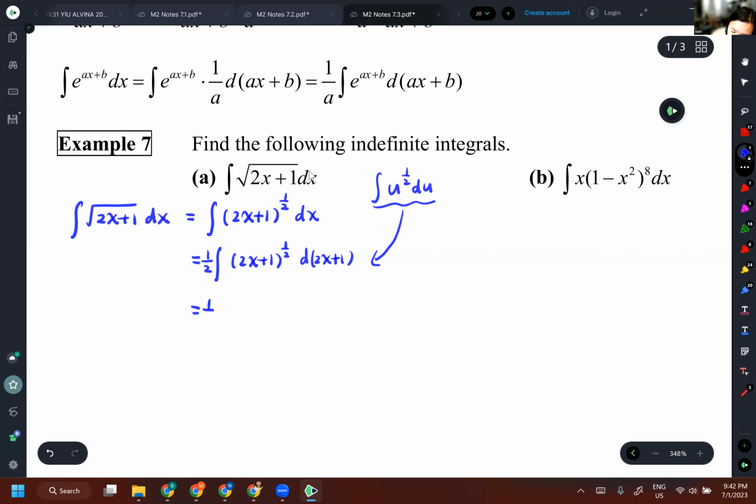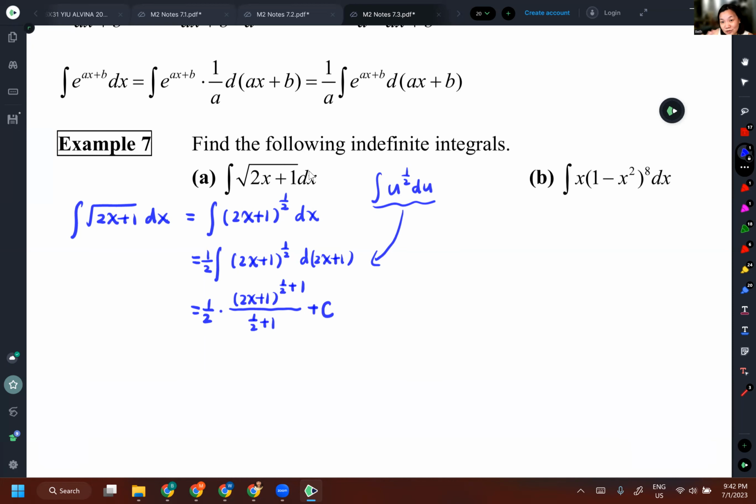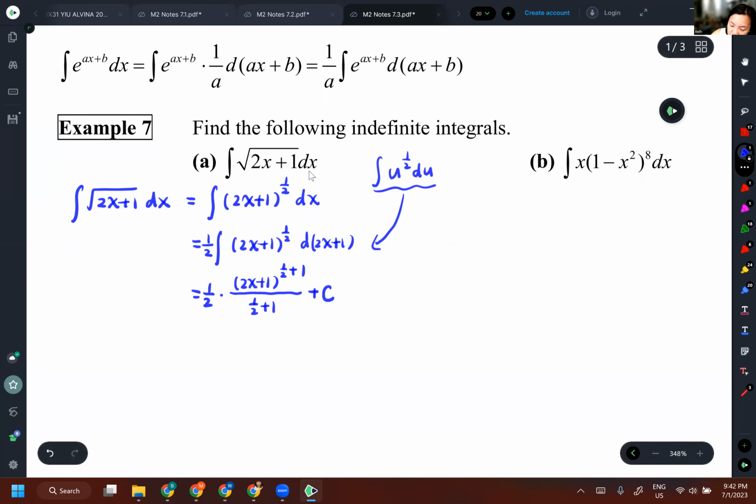And then you can integrate using formula B. This time it's 1 over m plus 1 u to the power m plus 1. You know what I mean? And then plus c. I know it's bracket plus c, but like I said, just plus c in the end. So this is equal to 1 over 3, (2x plus 1) to the power 3 over 2, plus c. And that's the end.